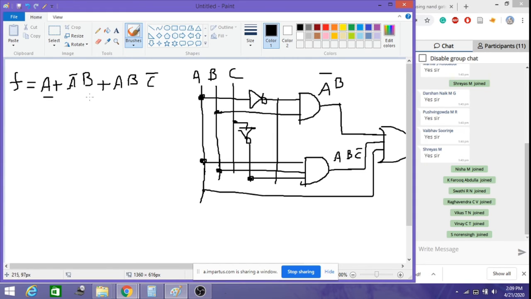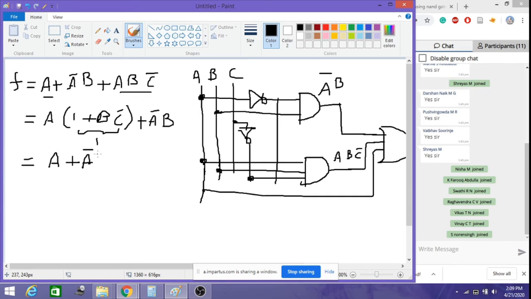If you look at this term here, A is a common term, so let us take A common. I'll get 1 plus B into C bar, and 1 plus B into C bar is equal to 1. So I'm left with one more term here, that is A bar into B. Then I'll get A plus A bar B. This can also be written as A plus A bar into A plus B.